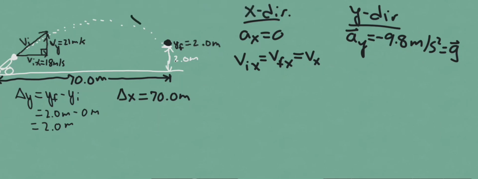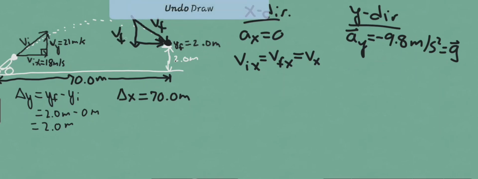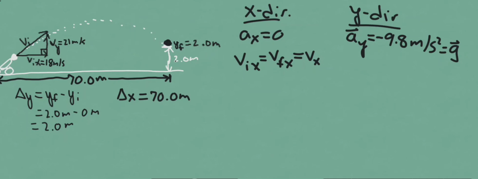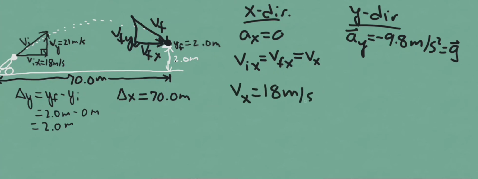So final velocity is just the velocity right before it hits the ground. Again, that's downward and to the right. That's my Vf. This is my Vf in the y direction, and this is my Vf in the x direction. We know Vf in the x direction will still be the same as the Vi in the x direction, which is 18 meters per second. So Vx we know is always going to be 18 meters per second.